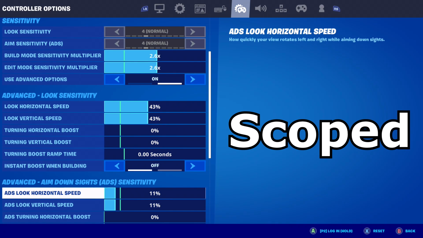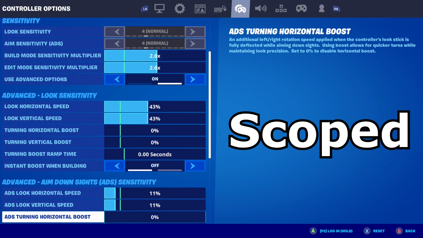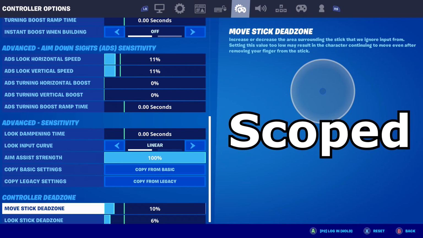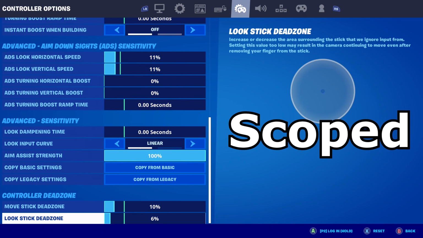For the ADS sensitivity section, we have 11% for ADS horizontal and vertical speed with no boost whatsoever. He uses a 0.00 second look dampening time, which I expect to see a lot in this video. And for dead zones, he's using 10% for move stick dead zone and 6% for look stick dead zone.